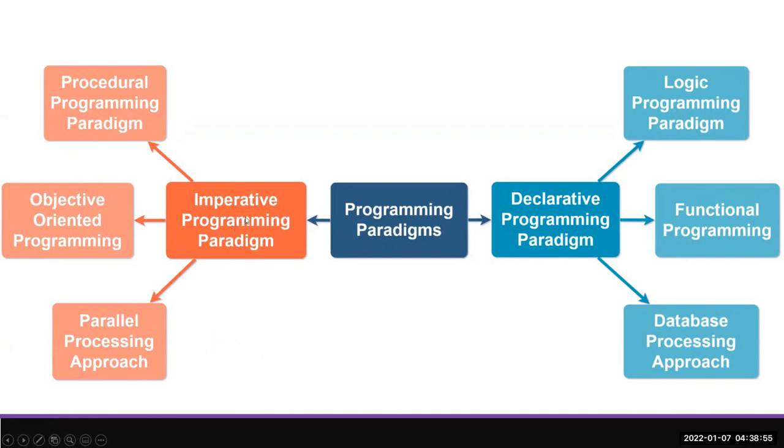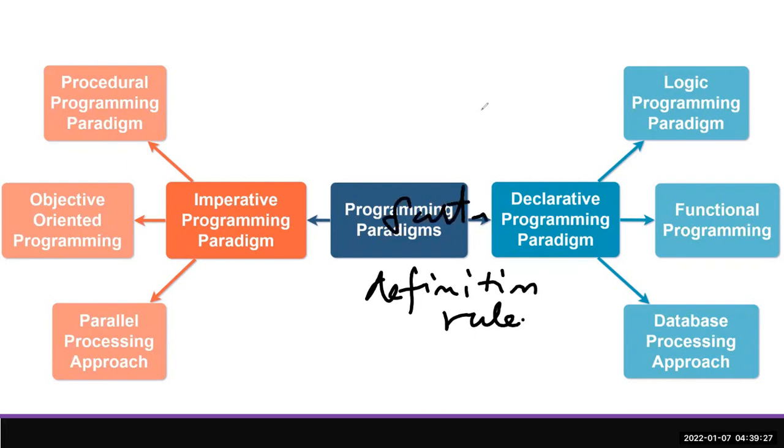The left-hand side is all imperative programming, considered to be function after function or instruction after instruction. On the right-hand side, you have the declarative programming paradigm. In this kind of paradigm, usually you have definitions of rules, and you may also have definitions of facts. Based on the facts and rules, you do reasoning. So usually you have three portions: fact, rule, and reasoning.